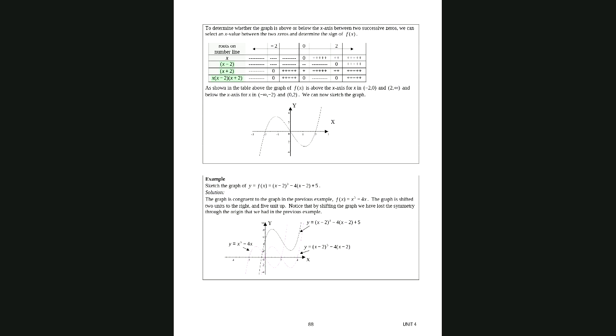We know the end behavior, but to be able to draw the graph correctly, we are going to use the table method. Is that clear? To draw the graph correctly, we must use the table method from Unit 1. So if you didn't get Unit 1 correctly, you must go and revise.